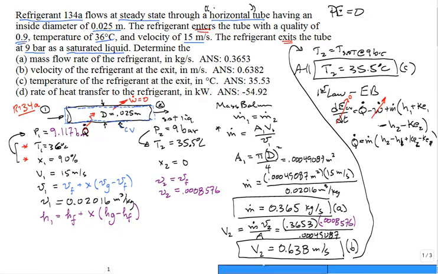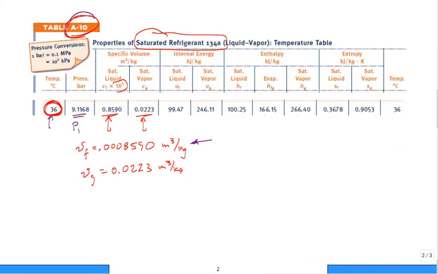So let's go to the table A10 at the 36 degrees C, and we come over here and we have the saturated liquid enthalpy 100.25 and the saturated vapor enthalpy. And because the difference Hg minus Hf is often used, they include this additional column, which is HFG. That's exactly what it is. HFG is what it takes to evaporate, to go from saturated liquid to saturated vapor, that change in enthalpy.